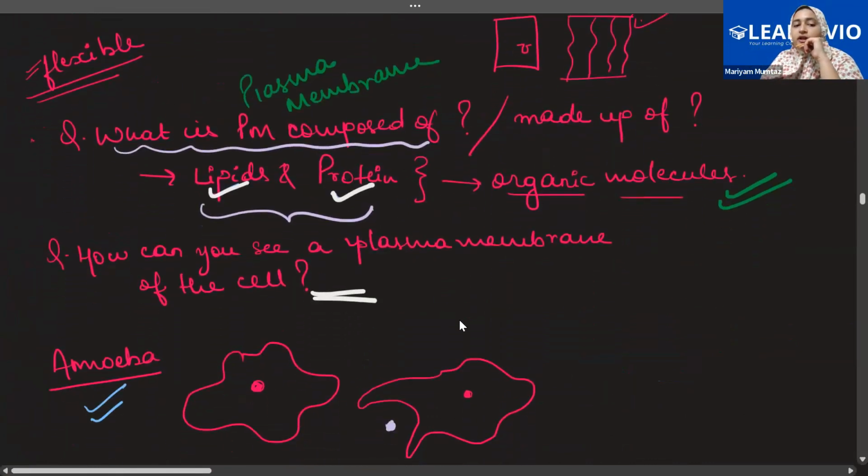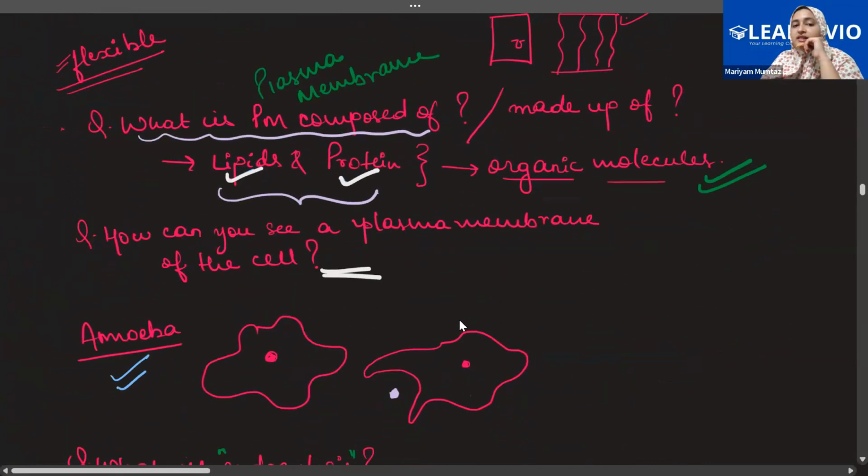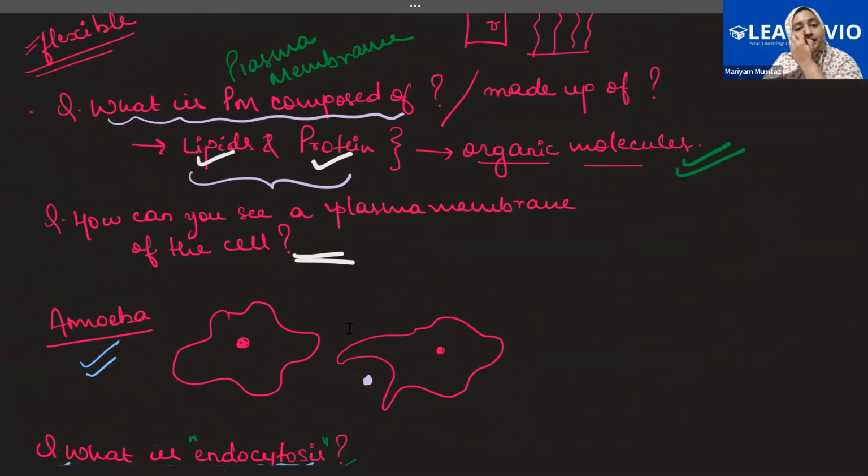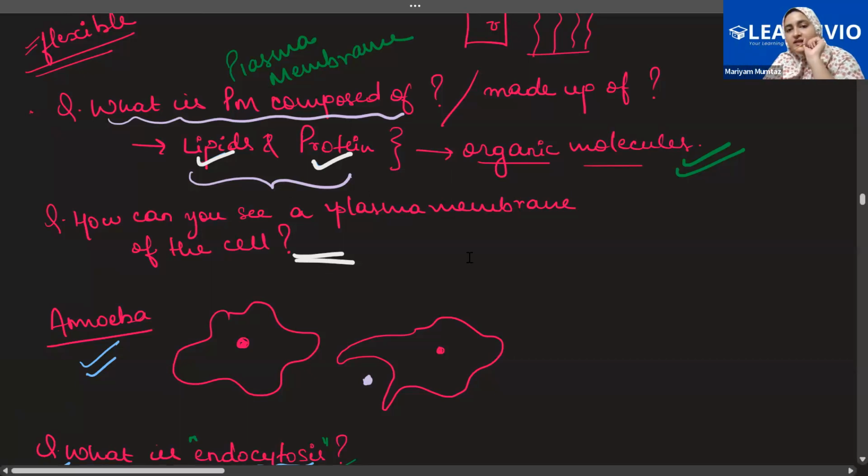Now moving forward, talking about what the plasma membrane is made up of. The plasma membrane is made up of two major components. We have lipids and proteins. Lipid means fats. Proteins you already know, right? So lipids and proteins are organic molecules. Organic molecules means they are found inside us also. So the plasma membrane is made up of those two components.